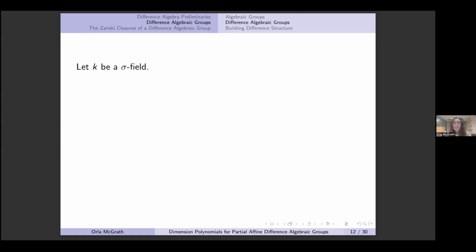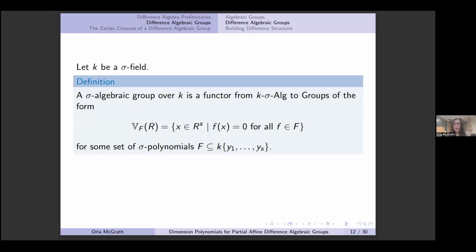Okay, and now we're ready to do the whole thing again, but in the difference setting. So we're now working over a difference field, and for the rest of the talk, we're going to be assuming that K is a difference field. So now we can consider difference polynomials over K. And then a difference algebraic group is just the zero set of some difference polynomials over K. Again, we look at their vanishing set now in difference K-algebras rather than K-algebras, but we still have that for every difference algebra R, we want this set to be a group.